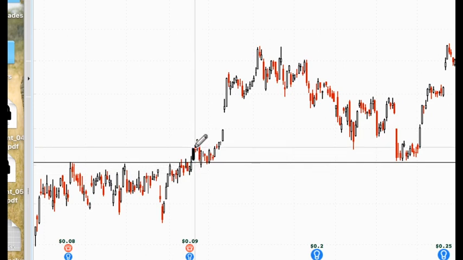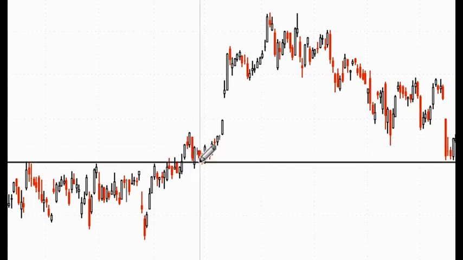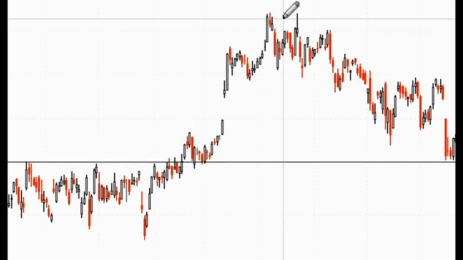And you can see it broke the resistance. Can you see this is a break? Now, what happened after it broke the resistance? It came back down to test it. So now this resistance has become support, right? So it supports and it blows, it goes all the way up.